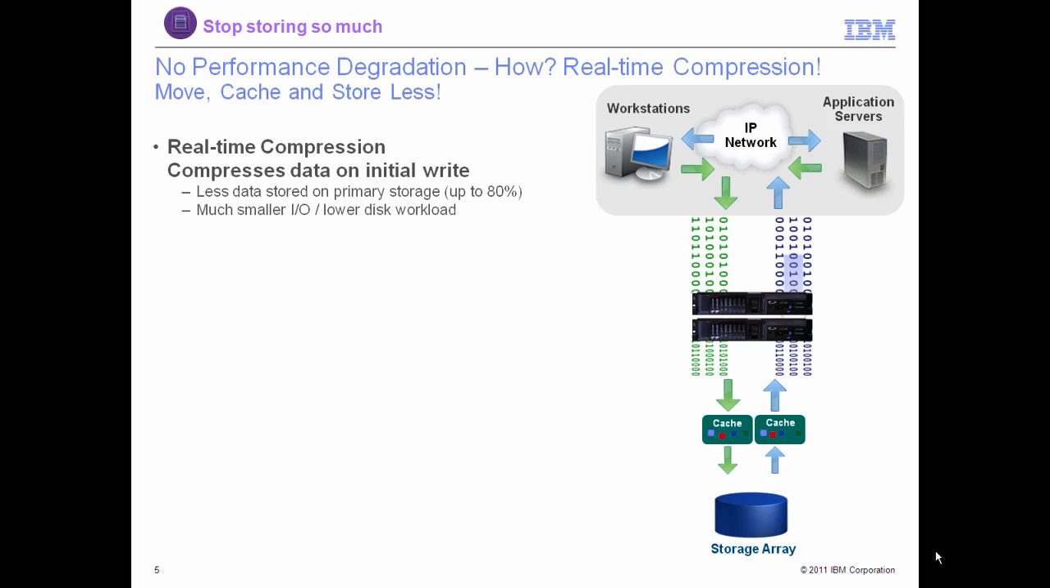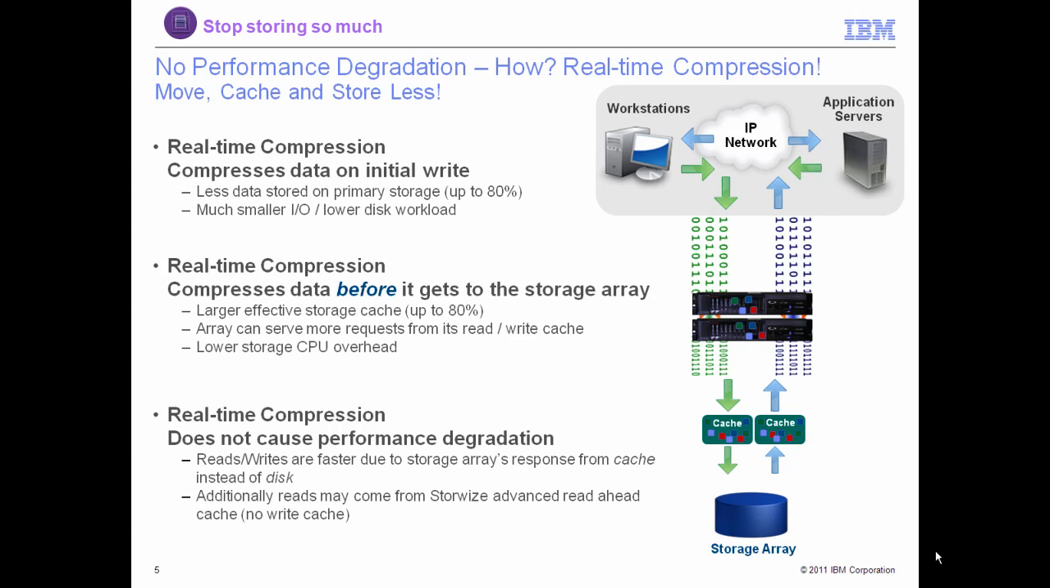The second key component, by compressing data before it gets to the array and by being totally transparent to the application, is that whatever you end up getting for a compression ratio on disk is actually the factor by which we return your caching capability. What that means is if I have a 2x compression ratio, I'm going to give you 2 times the amount of storage cache. If I never have to go to disk in order to read my data, but I pull it out of cache, I can respond to the application much faster.